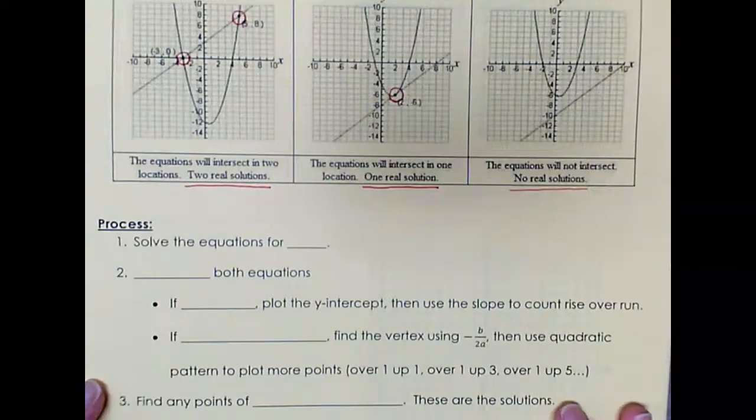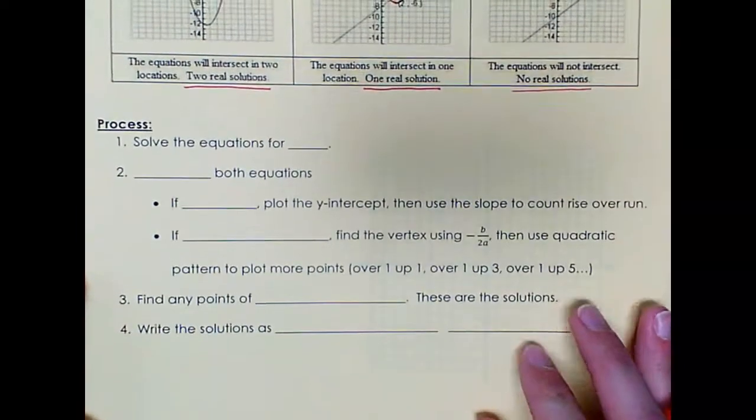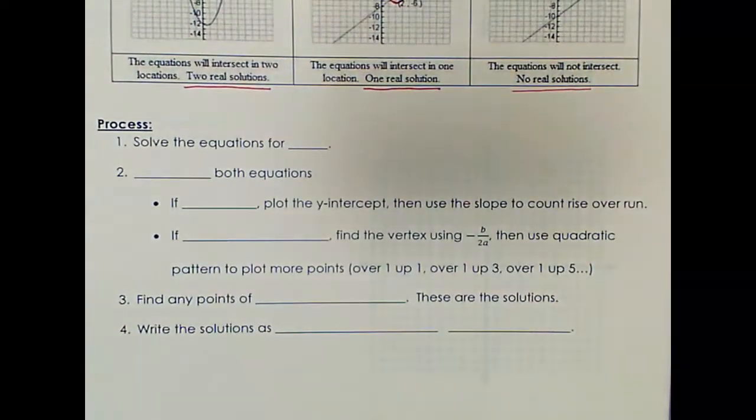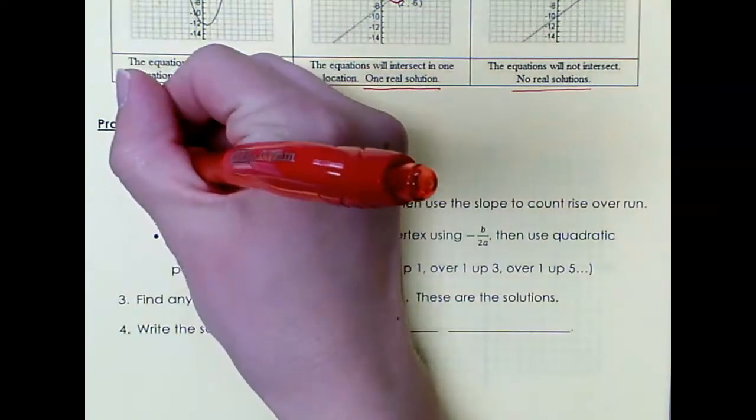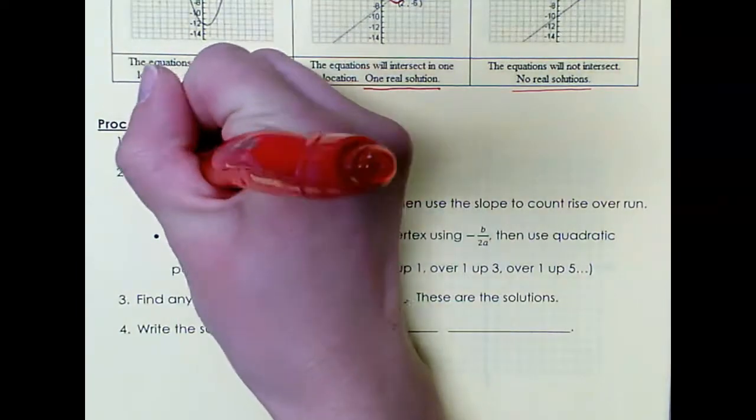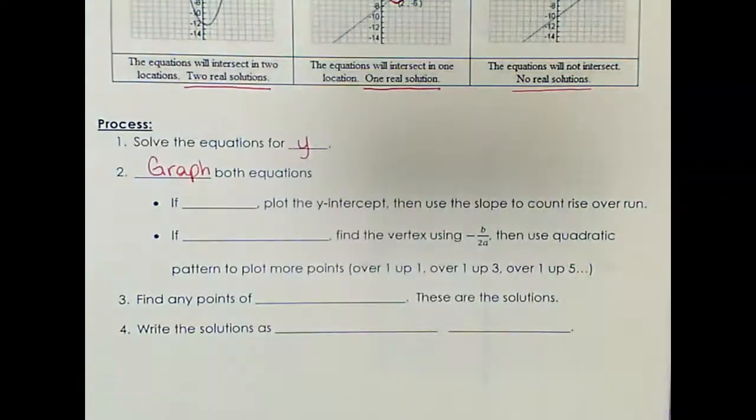The process to solve systems of equations that may have quadratics by graphing is that first you need to solve for y in your equations, because the purpose of solving by graphing is to figure out where the solutions are, and you can't do that unless you have your equations look like y equals. The next thing you want to do, once you have y equals and y equals, is graph both of your equations.